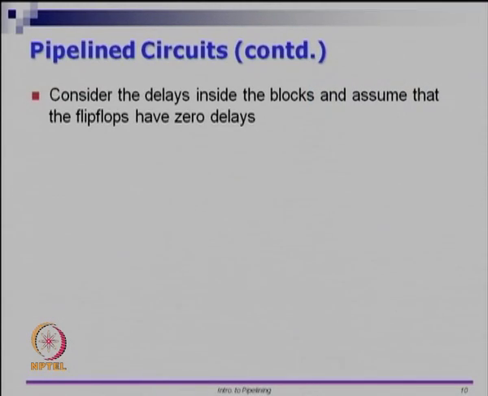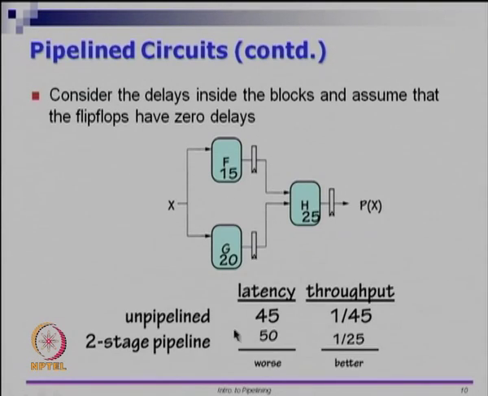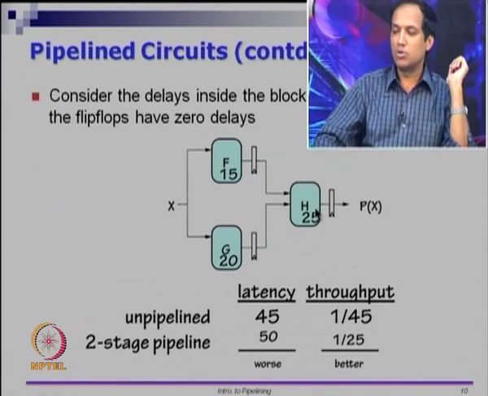So if you assume that all the flip flops have 0 delays, then the unpipelined latency will be 45 time units. It is the maximum of 15, 20 plus 25, so it is 45 time units. So the throughput is 1 by 45. A 2-stage pipeline, however, will have a latency of 50 time units, because even though this gets ready in 15 or 20, you wait for this extra time period for the clock pulse to come and register here. So here you will have 25 time units of processing, here you will have 25 time units of processing. So overall the latency is 50.